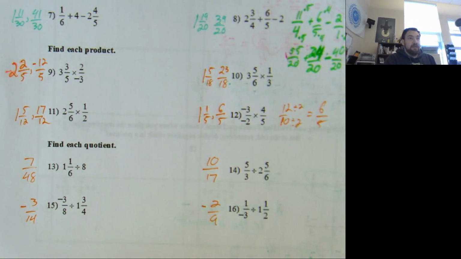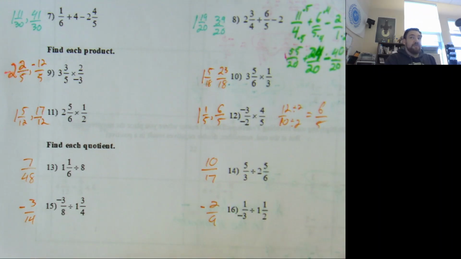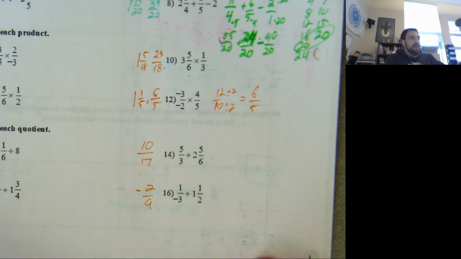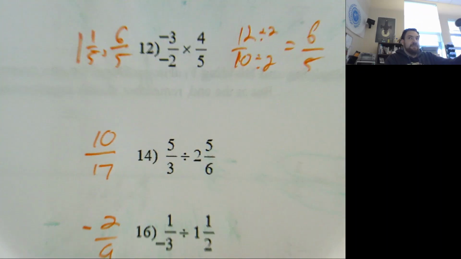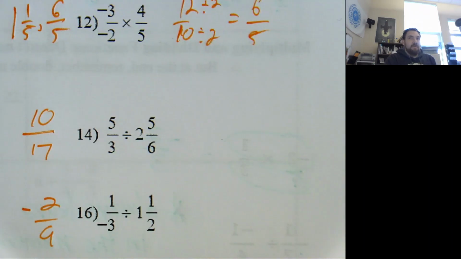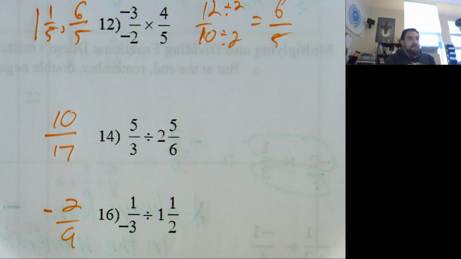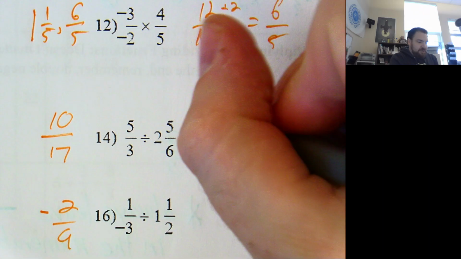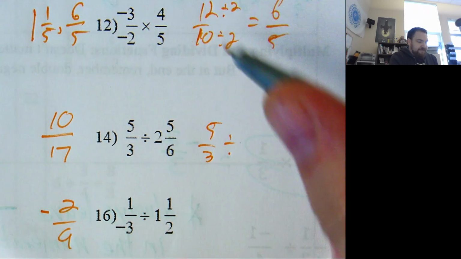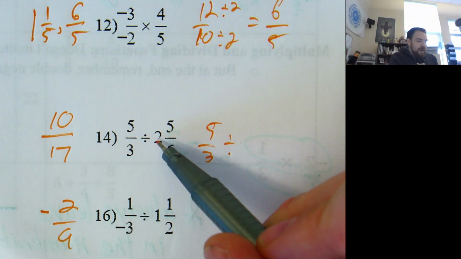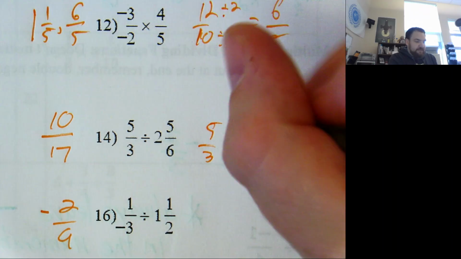Garrett. One more time. 4 and 14 eighteenths, for number 14? Let's do number 14. And then I saw another hand. Was that your hand? Yeah, I'll come back to you as soon as number 14. Okay. So first step, mixed to improper. So it's going to be 5 over 3 divided by 6 times 2 is 12. 12 plus 5 is 17.